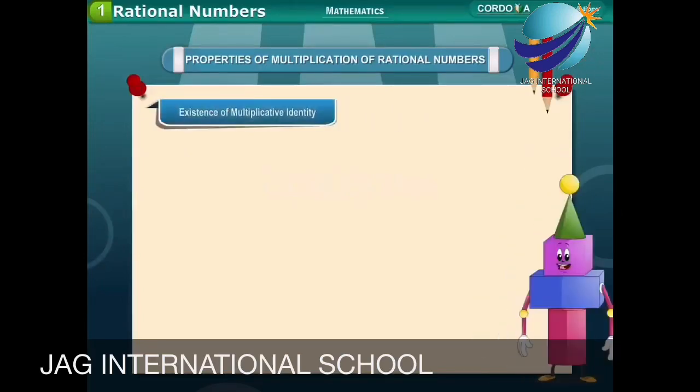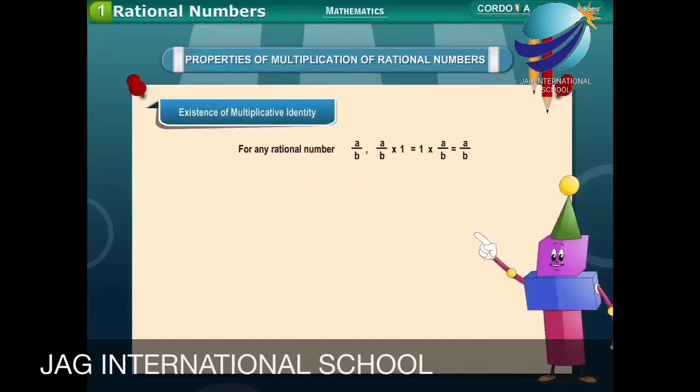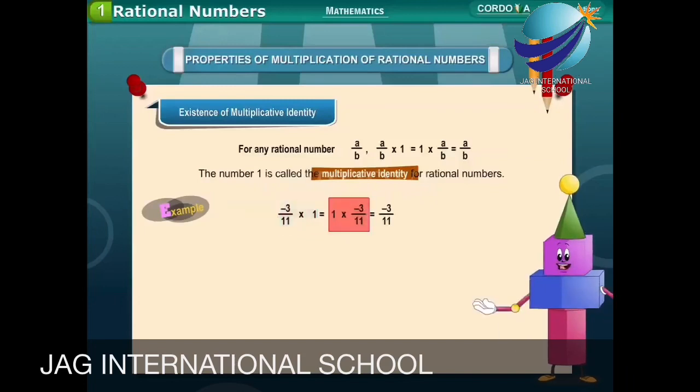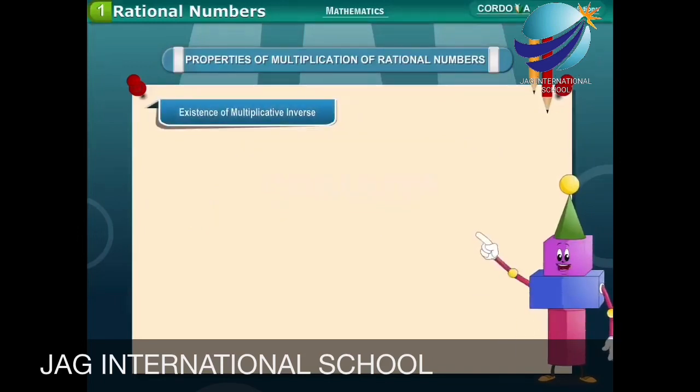Existence of multiplicative identity. For any rational number a upon b, a upon b into 1 is equal to 1 into a upon b, which is equal to a upon b. The number 1 is called the multiplicative identity for rational numbers. Example: minus 3 upon 11 into 1 is equal to 1 into minus 3 upon 11, which is equal to minus 3 upon 11.